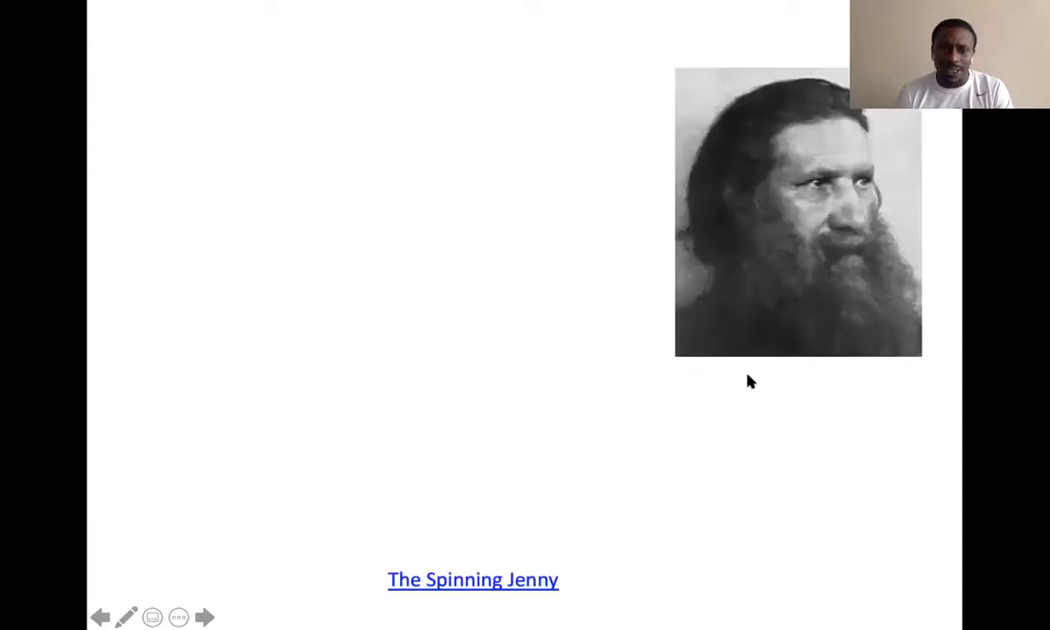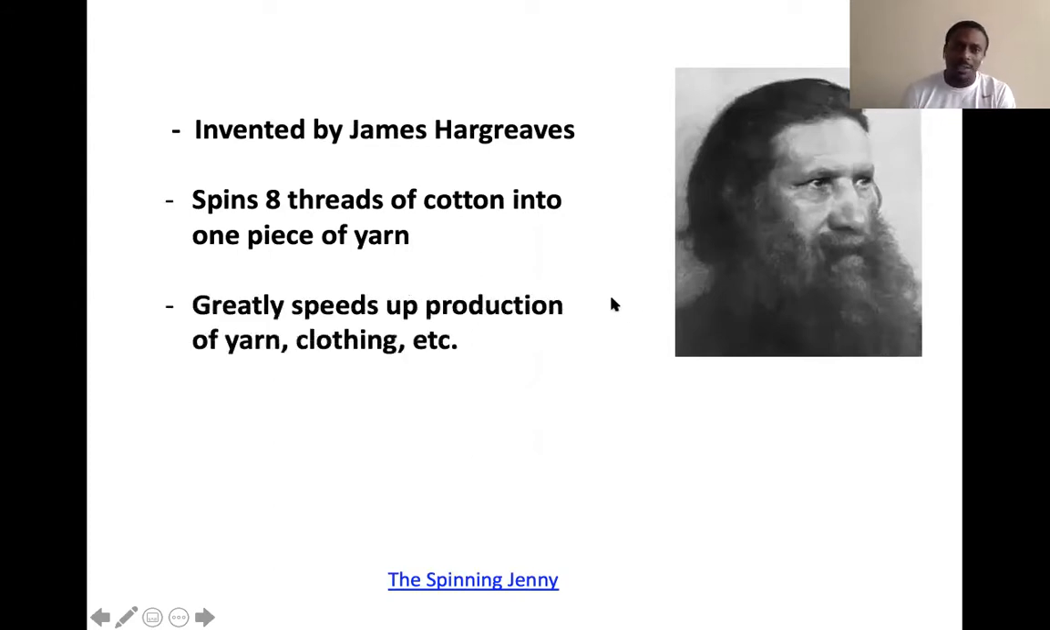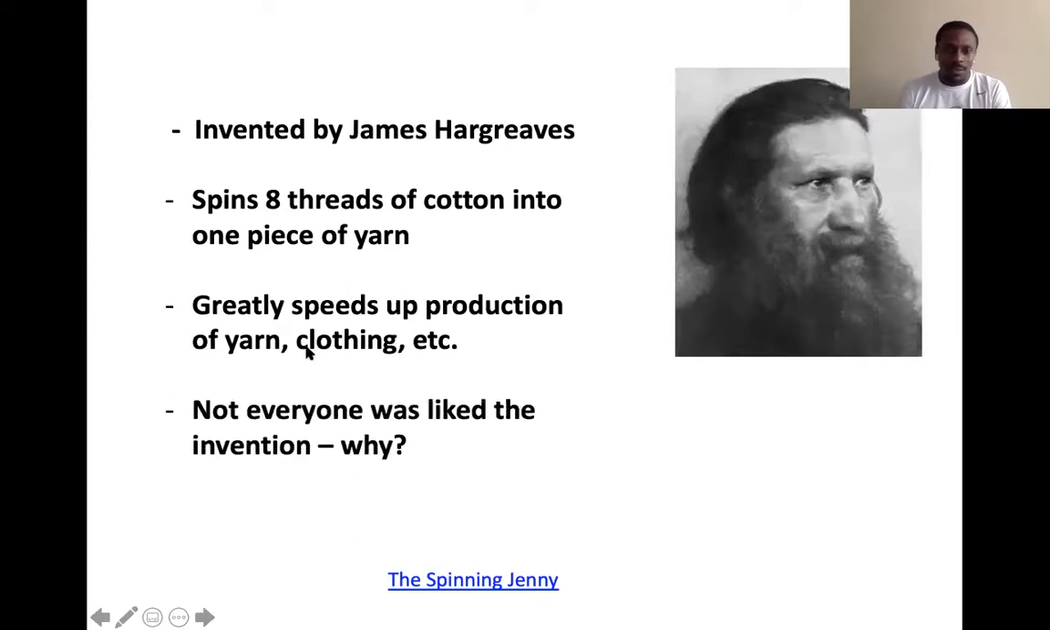Next, we'll talk about the spinning jenny. It was invented by a man by the name of James Hargreaves. It spun 8 threads of cotton into one piece of yarn, and this greatly sped up the production of yarn and clothing in the world.